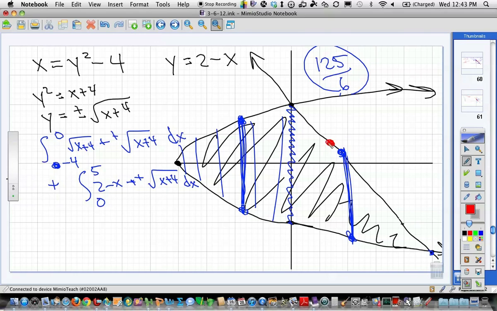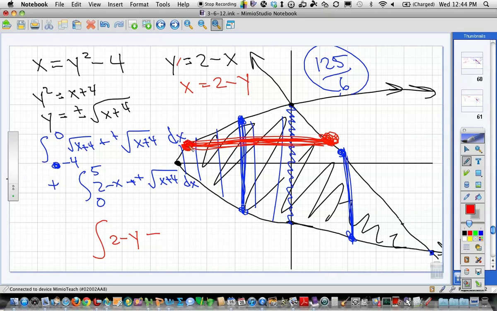35 is easier, because 35 just takes one set of strips, even though it looks like 2. Just make it a little thicker. One horizontal strip will do it, because a horizontal strip touches a line on the right every time, touches a parabola on the left every time. So it's your right x coordinate. Add the y over, x equals 2 minus y. So the right x coordinate is 2 minus y.